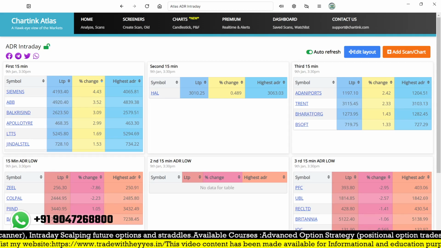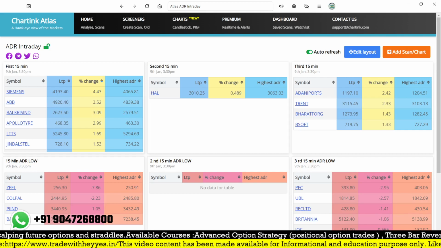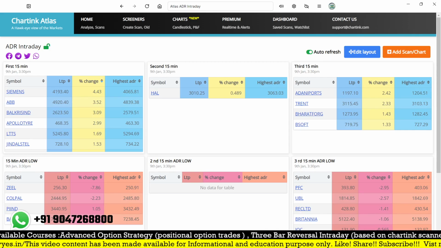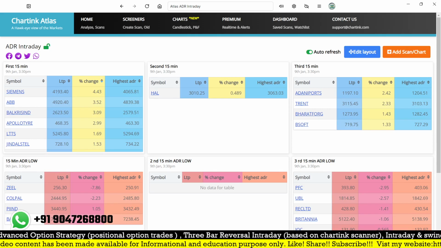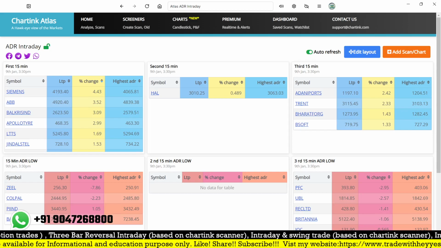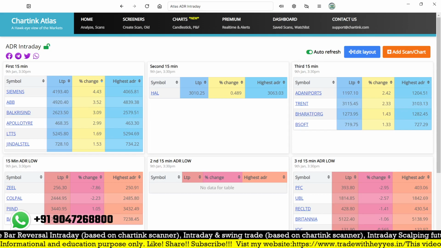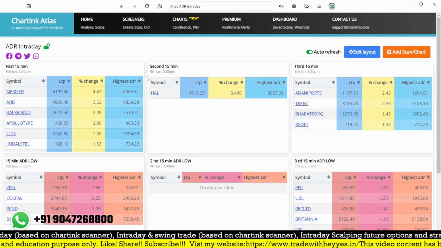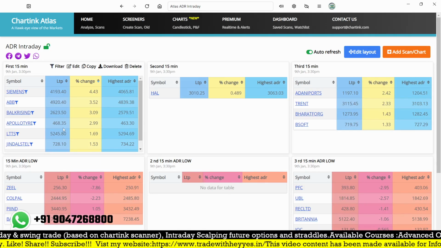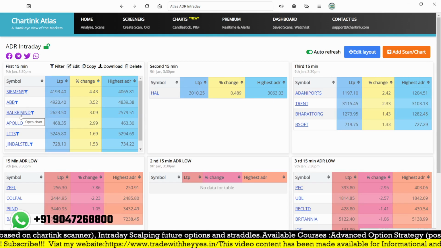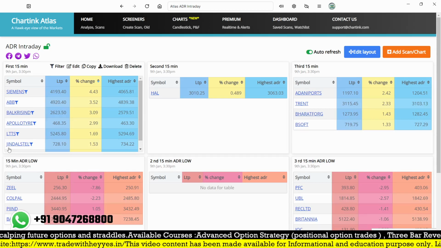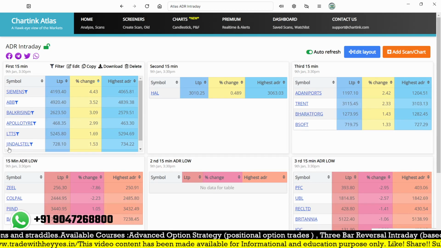Many questions came about this ADR indicator, that's why I made this video. So this is quick scalping, where I'm looking for an intraday opportunity using this. In the first 15 minutes time frame, see how many stocks came into the scanner. From that list, I'm looking for stocks that are good, liquid and quality. In this case, Balakrishna Industries and something like MGL are not good liquid in options, you should understand that.